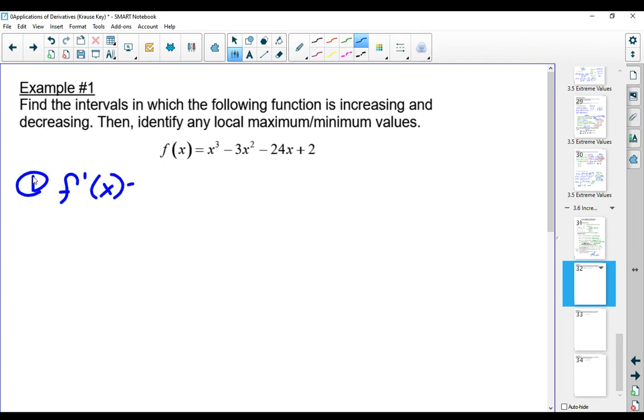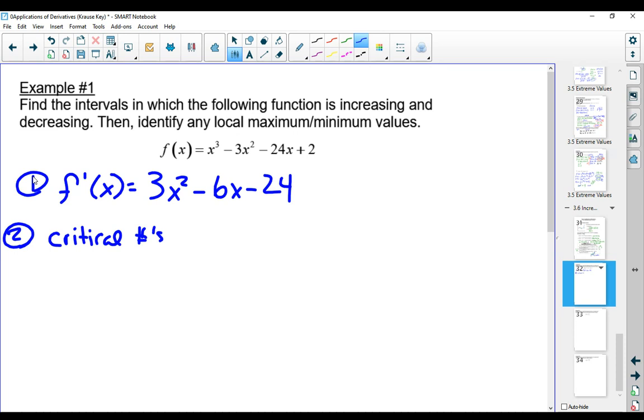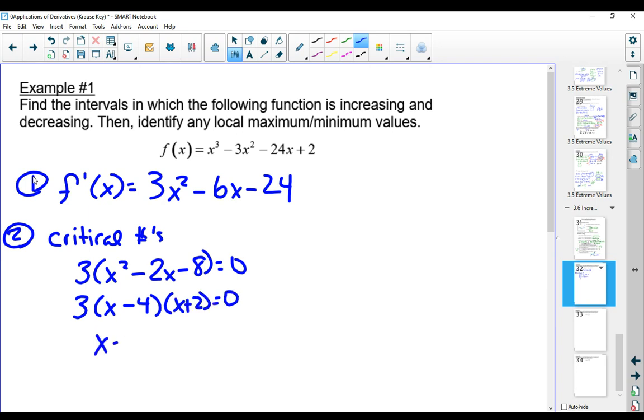So f prime of x is 3x squared minus 6x minus 24. We have to find our critical numbers. That means we're setting this equal to 0. So 3 times x squared minus 2x minus 8 equals 0. So 3 times x minus 4 times x plus 2 equals 0. So x equals 4 and x equals negative 2. This is a polynomial function, so there's no restrictions. So those are our critical numbers.